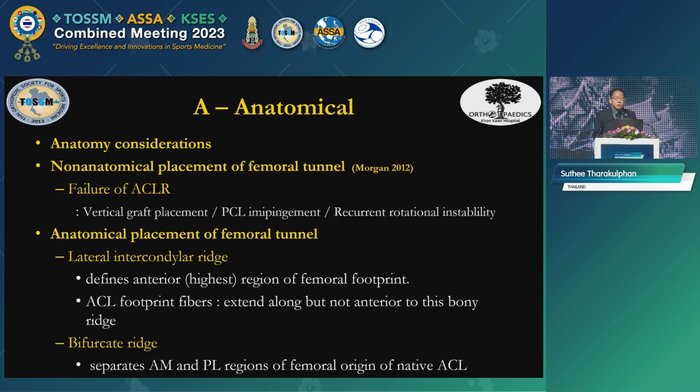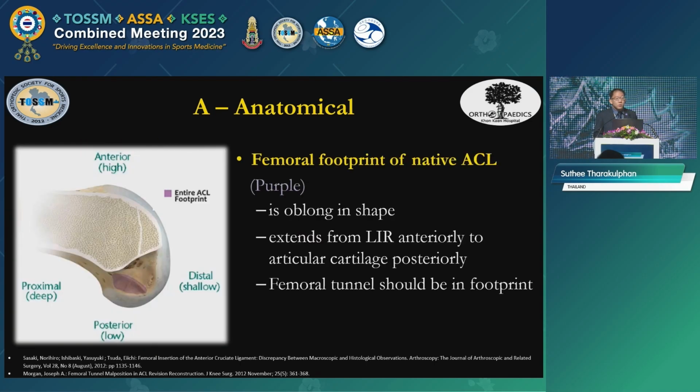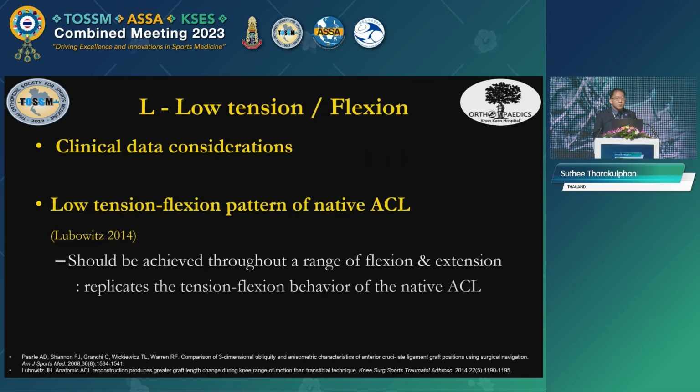And if you want to separate the ACL into two parts, you can use the bifurcate ridge to identify this area. So from the above, the femoral footprint of the native ACL should be represented by the purple shade, and it's oblong in shape, extending from the lateral intercondylar ridge anteriorly to the articular cartilage posteriorly. And the femoral tunnel should be in this footprint.